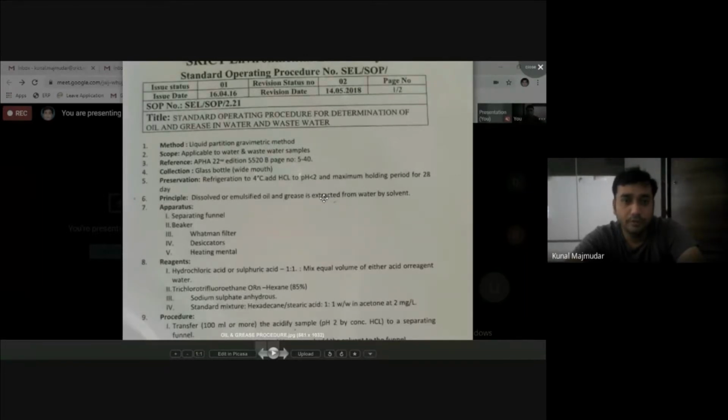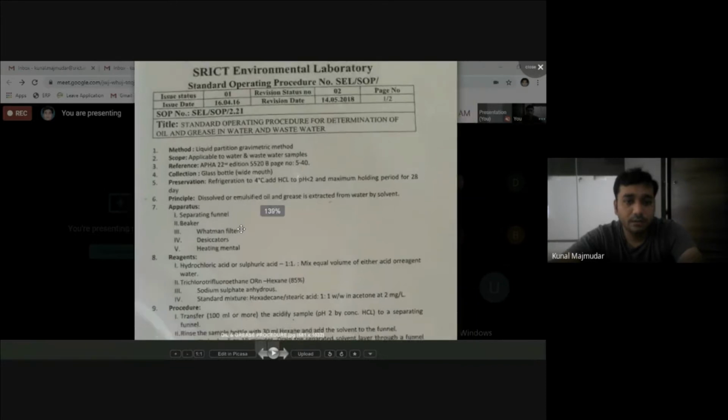Apparatus used here are separating funnel, beaker, Whatman filter paper, desiccator and heating mantle. What we are using first is the separating funnel, second beaker, Whatman filter paper, desiccator and heating mantle.